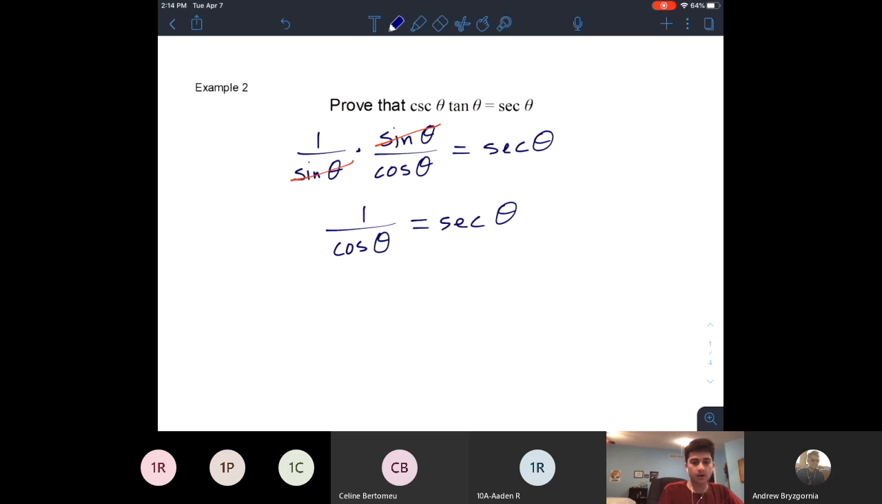Yeah. You don't sound very confident. Okay, yes. 1 over cosine is indeed going to be equal to secant. So we were able to show that the left side and the right side are indeed equal. So this is the type of proof that we're going to do, is we're just going to be manipulating one side of the equation to show that it can become the other.